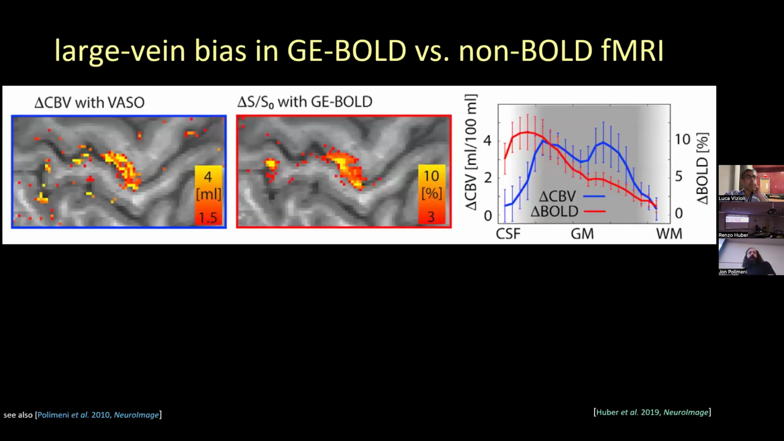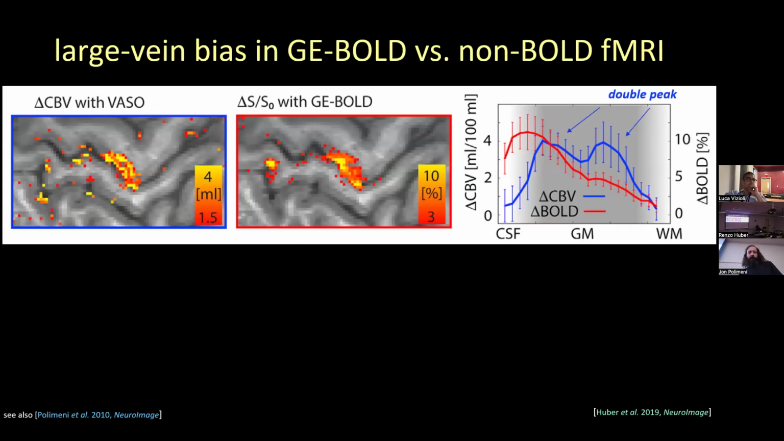Okay, so as I mentioned, the biggest issue with this gradient echo BOLD is its lack of specificity, and you're going to hear a lot about this large vein bias in gradient echo BOLD versus non-BOLD fMRI. And so here's an example of this large vein bias. These are data from Renzo.